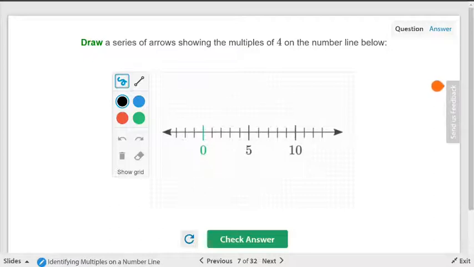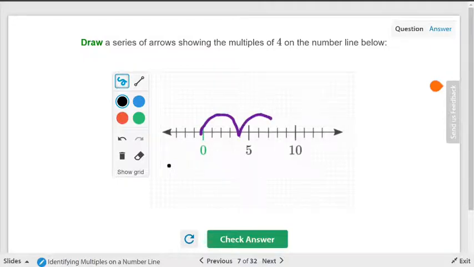Okay? You can choose different colors for your drawing. If you have a touch screen, you can draw on this. Otherwise, you'll have to use your mouse to draw, which gets really, really messy, but it's okay. It'll know. Okay? And then once you've done it, then you can check your answer.